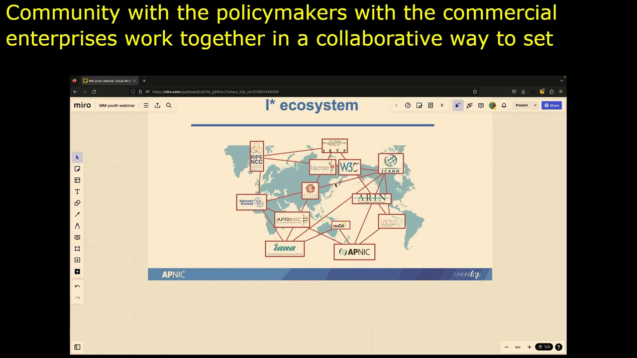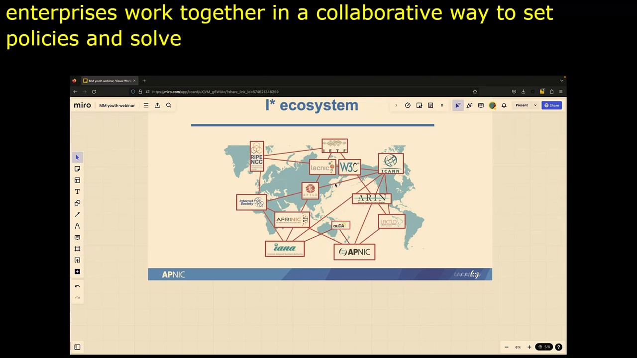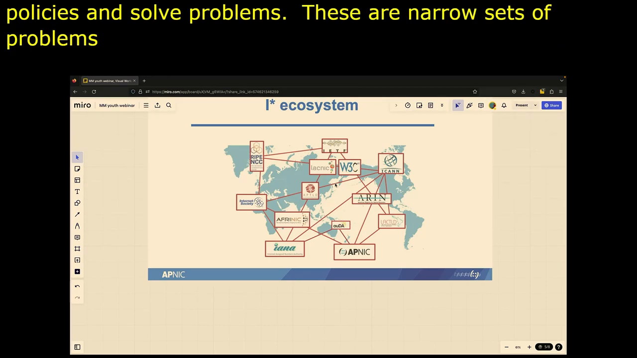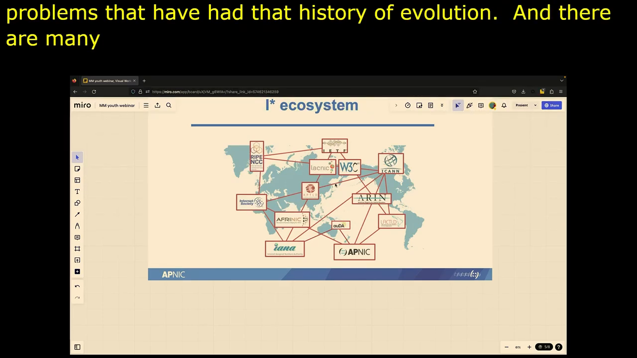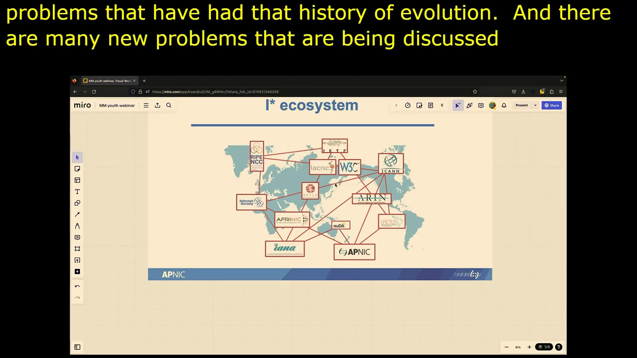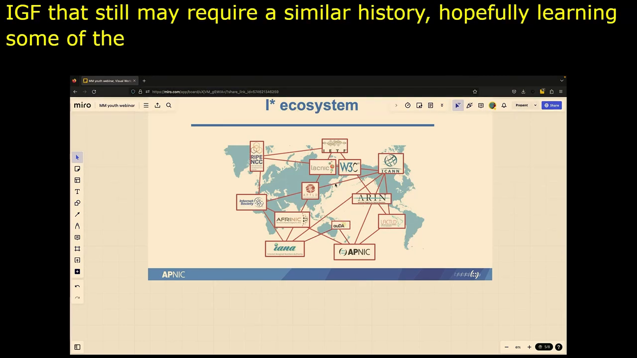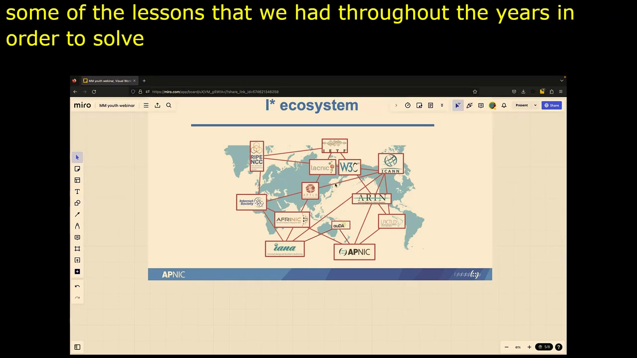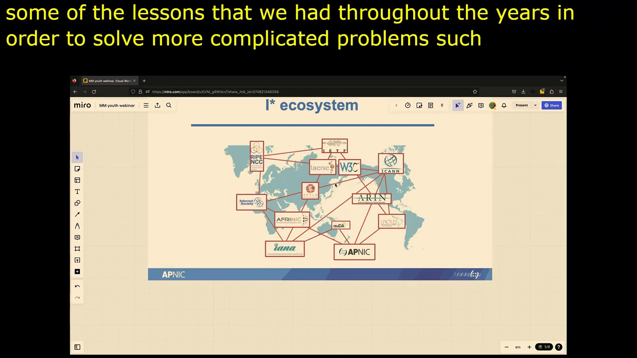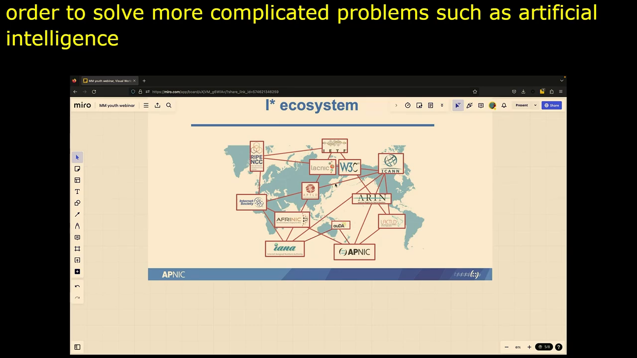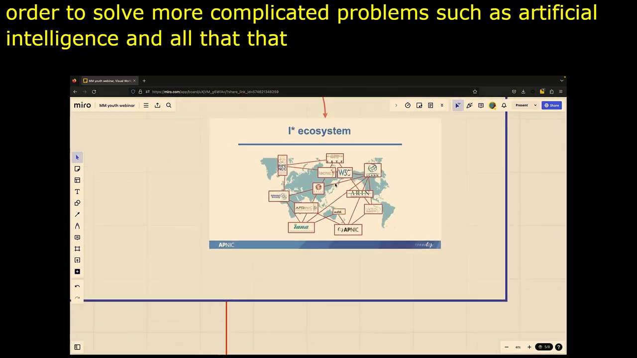And these are narrow sets of problems that have had that history of evolution. And there are many new problems that are being discussed here in the IGF that still may require a similar history, hopefully learning some of the lessons that we had throughout the years in order to solve more complicated problems such as artificial intelligence and others that rely absolutely on the good working of the internet for that to happen.